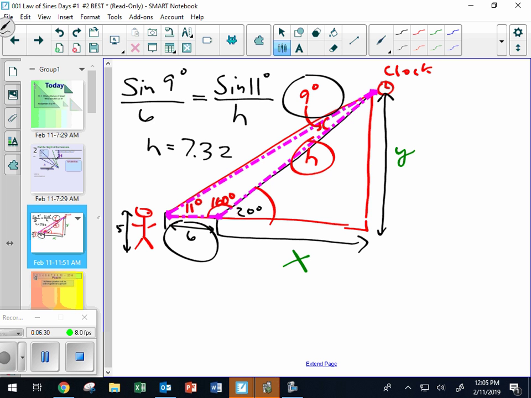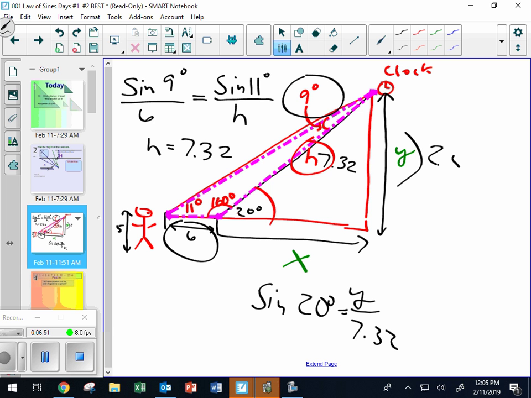So if that's 7.32, then the rest of it should fall pretty quickly, because I can do sine of 20 equals y over 7.32, and cross multiply and solve that. And then what is y? Just y, not the 5 foot extra, just y. 2.5? Can anybody verify 2.5? Okay. Then 2.5 plus my height makes the clock actually 7.5 feet.